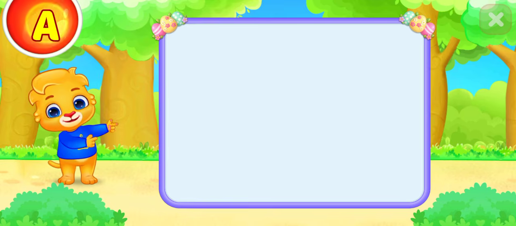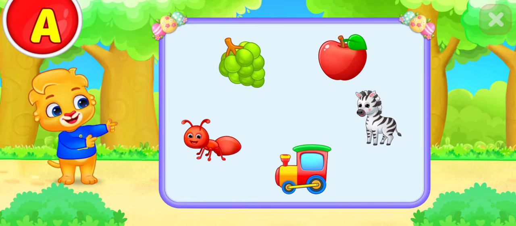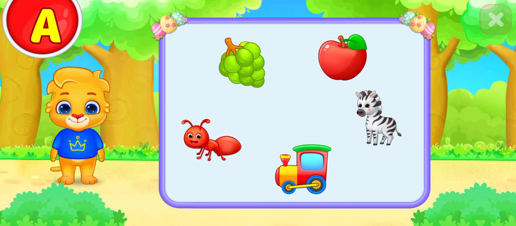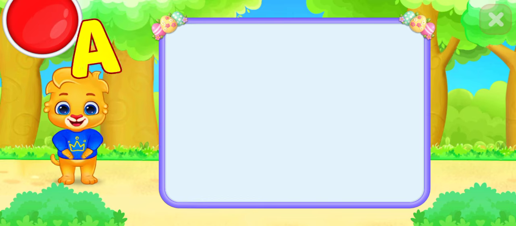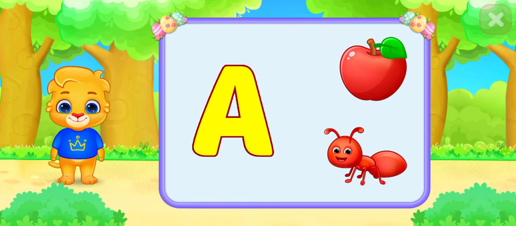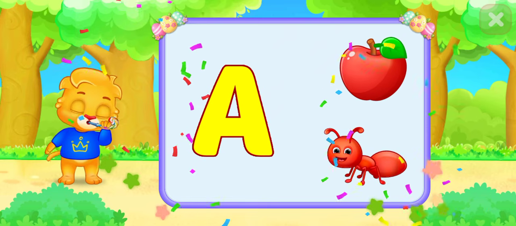Tap the picture that starts with letter A. A is for apple. A is for ant. Well done.